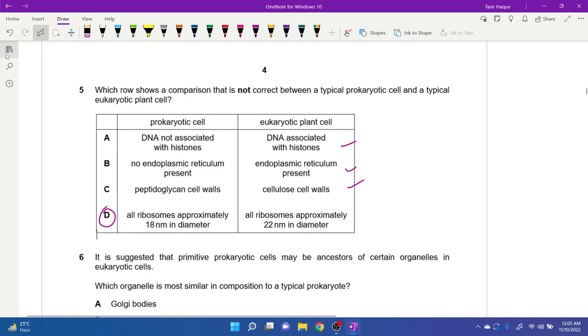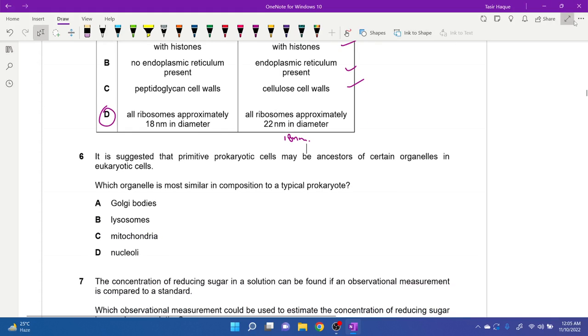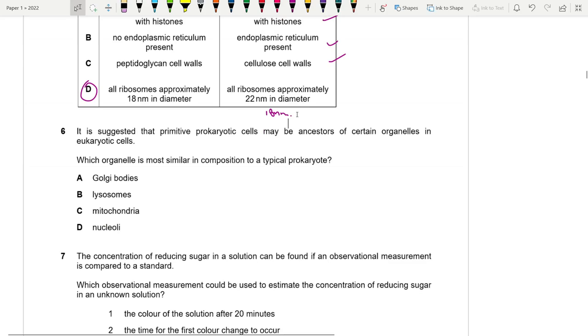But yeah, you guys need to understand that eukaryotic plant cells also have chloroplast, which is a prokaryote. So 18 nanometer ribosomes would also be present there, okay? So D is wrong. It is suggested that primitive prokaryotic cells may be ancestors of certain organelles in eukaryotic cells. Which organelle is most similar in composition to a typical prokaryote? Mitochondria or chloroplast, okay? 6C.